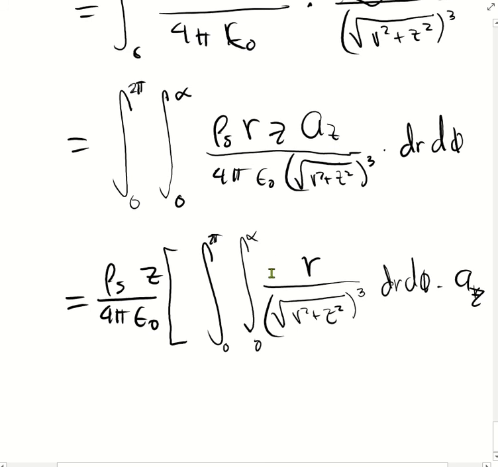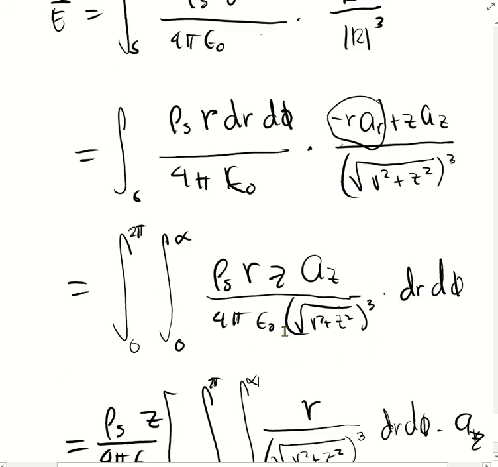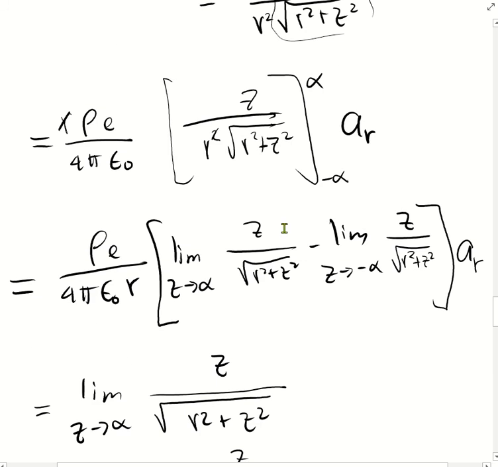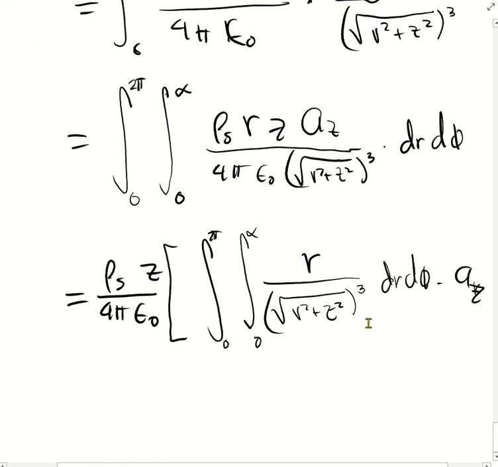Unahin natin yung dr. So, itong part na to, parang similar with our previous. Diba? Z over R squared plus Z squared. Ito naman, R over R squared plus Z squared. Yung R naman yung magiging variable natin. Baliktad na. So yung sagot natin, medyo parehas.